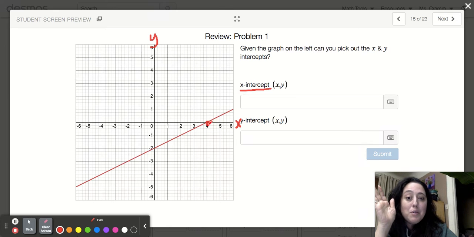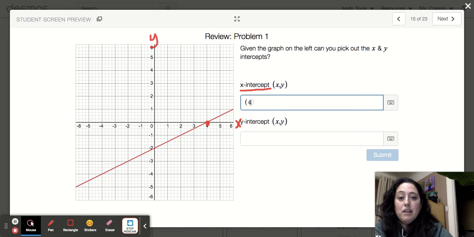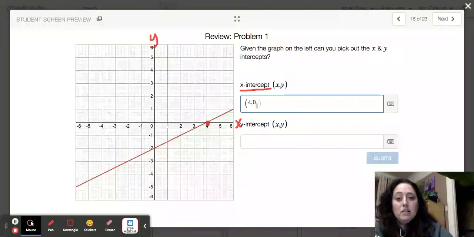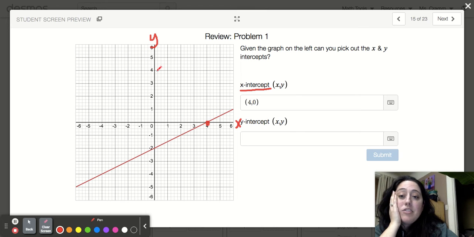So this point, remember, you always write your x and then your y if you're doing the points. So the x value here is 4. And because it didn't go up or down, right? The y-axis goes up and down. It's just 4, 0. So 4, 0. Oops, that is not a 4. All right, 4, 0. All right, I'm obviously having issues. Thank you.